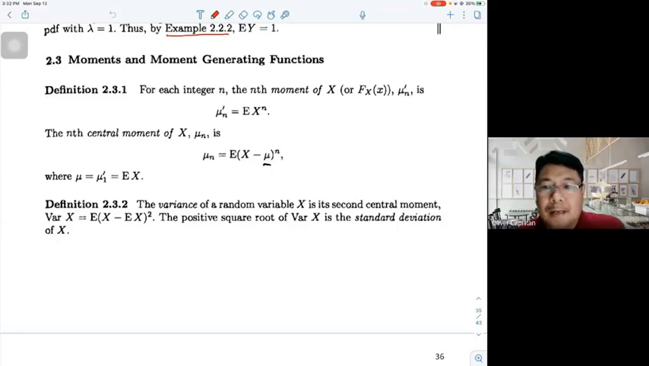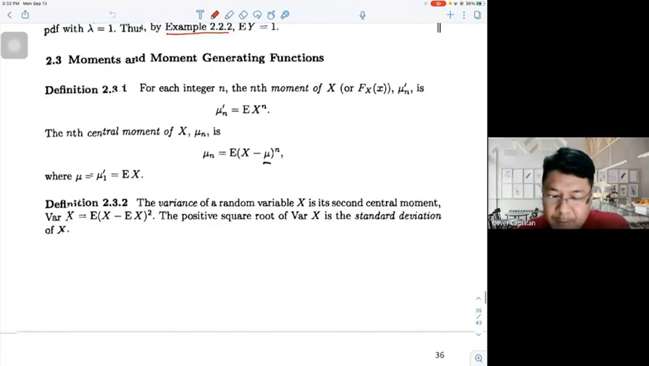Okay, so last meeting we stopped at section 2.2. So let us now proceed to section 2.3. We have moments and moment generating functions. This is actually the last section for chapter 2. And after this, we're going to proceed to chapter 3. And I'm going to discuss actually the last part of chapter 3. And the first part of chapter 3 will be for reading assignment. Okay, so let me proceed now.